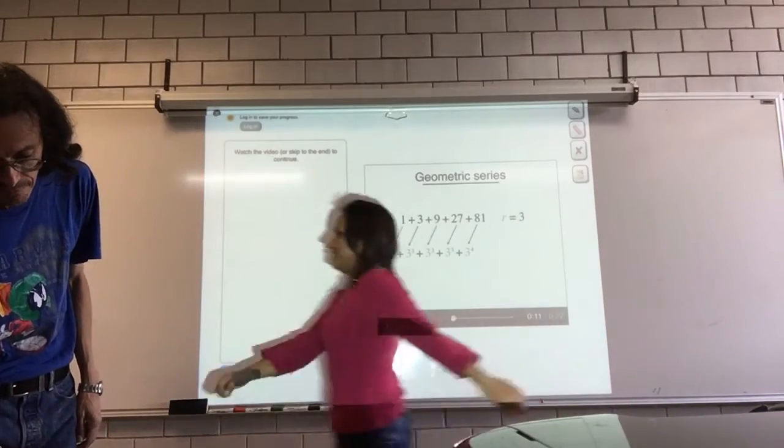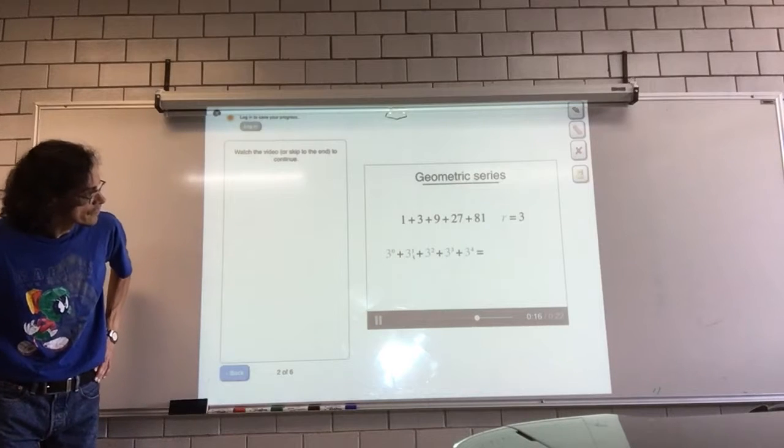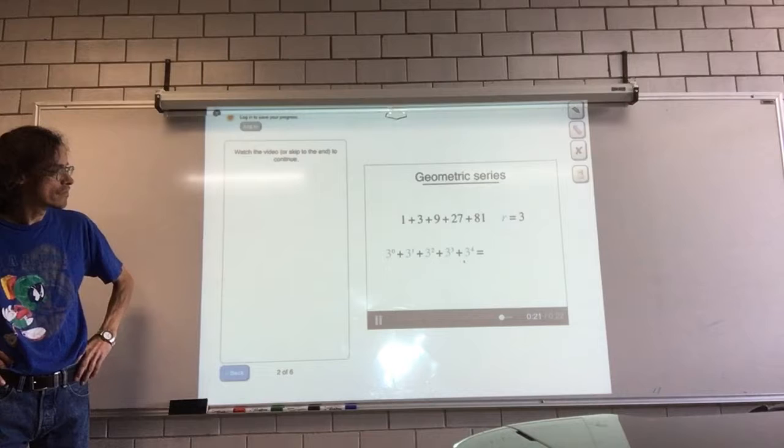The first term, 1, equals 3 to the 0th power. The next term was 3 to the 1st power, then 3 squared, cubed, and to the 4th. What's the sum of this geometric series?